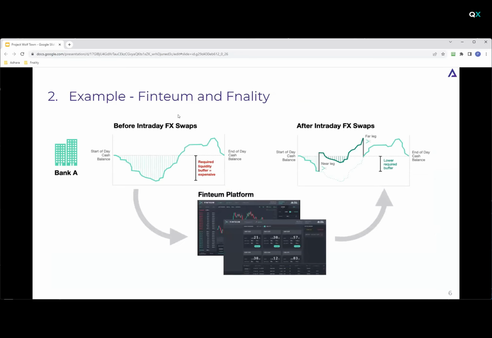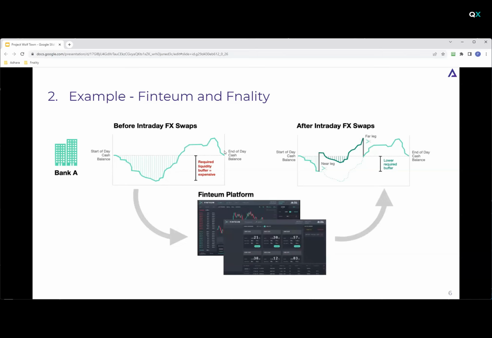Here's a good example. So Fintium is a FX swap platform, trading platform. Well, we just took this off Fintium's website. And so you can see here a typical intraday liquidity view. You can see that this bank on this particular account or currency is going to be going negative.